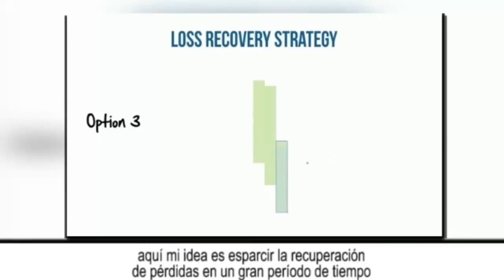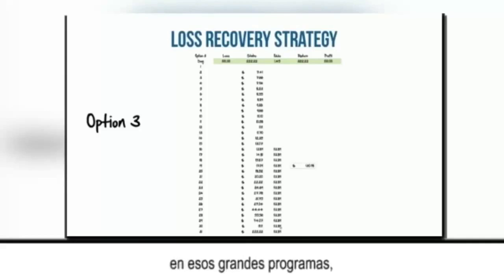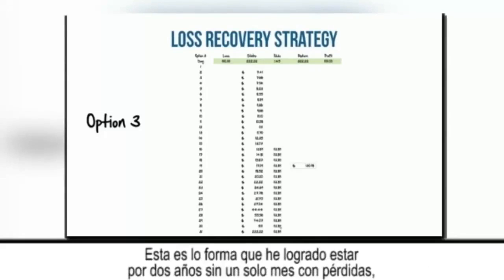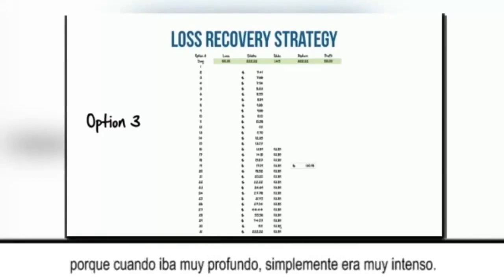The idea is to spread the loss recovery over a greater period of time, and you're putting far less pressure on yourself, but you're still knowing that as you continue in these great systems and programs, you are going to get that loss back. So you're not just bouncing up and down with your loss program. That is the way I've managed to go 2 years without losing a single month. I did start off on ABC betting, and then I moved on to this because when I got to a D bet it became just too intense.